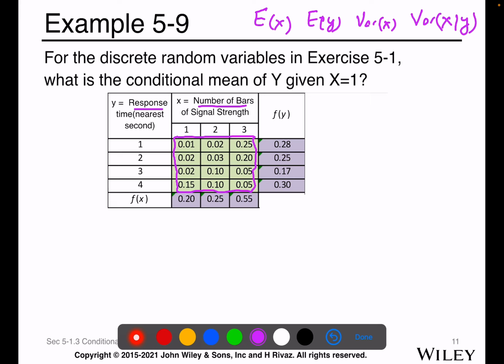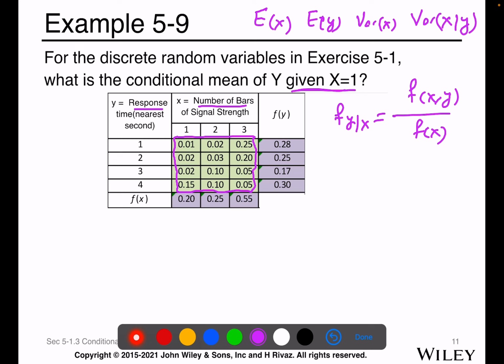So the question wants the conditional mean of y given x is 1. Once the question says given x is 1, we know that we have to calculate this equation: f of y given x, and by definition, that's f of x and y divided by f of x.